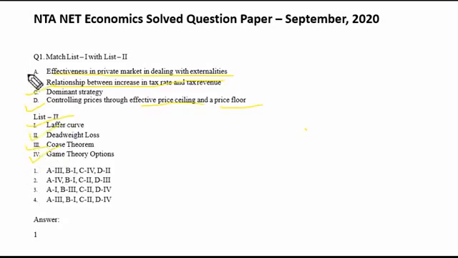So basically A is 3, A3, B is 1, A3 B1, C is 4, A3 B1 C4, and D is 2. So the answer is 1. This is how we solve the first question with explanation.